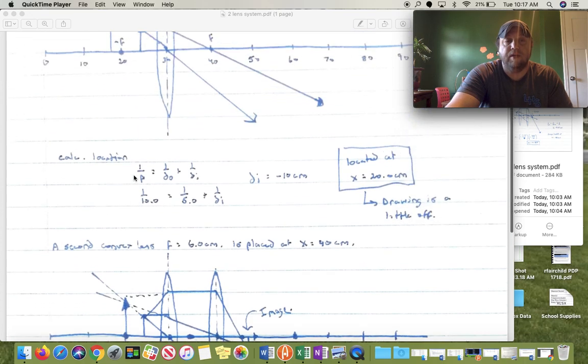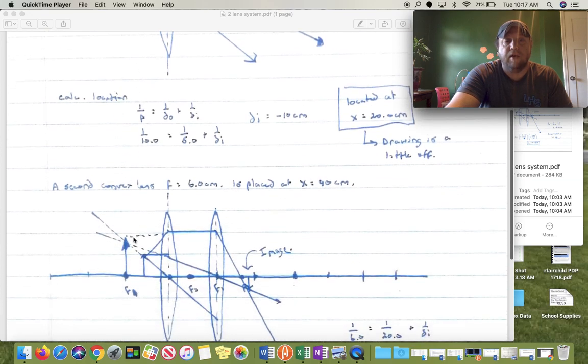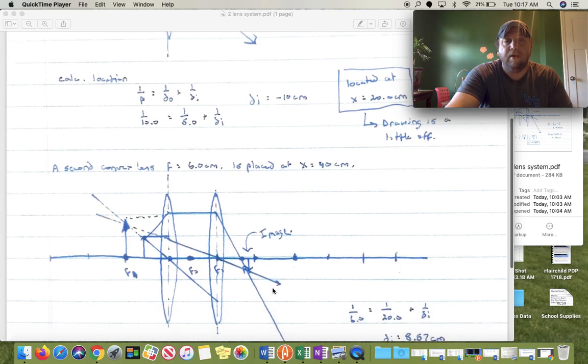And even if your initial drawing is like mine and it's off, when you get to the second drawing, you can cheat. You can place the object where it's supposed to be. Okay? Good luck.